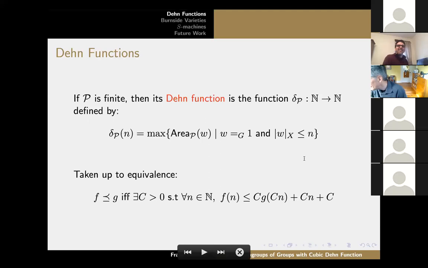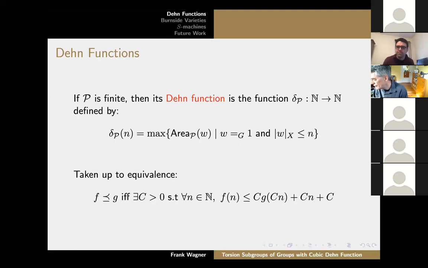We take it up to an equivalence, which we define by this preorder that we put on all functions from the natural numbers to the natural numbers: we say that some function f precedes another function g if f is coarsely bounded above by g, up to some linear term.